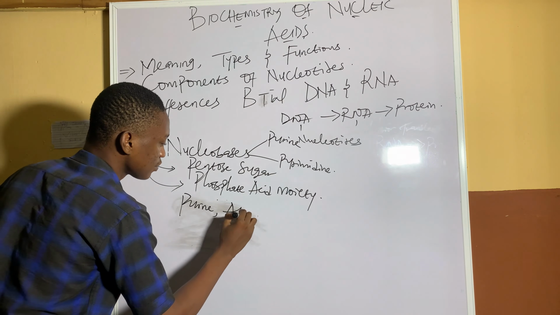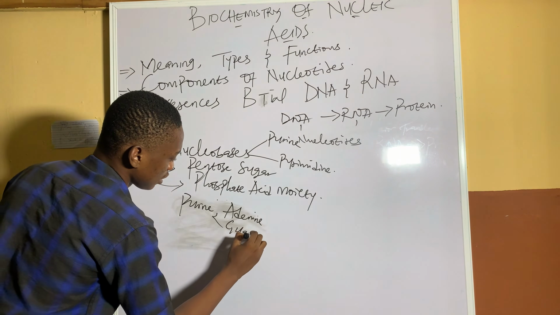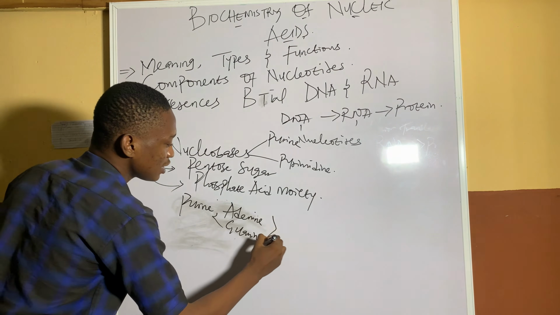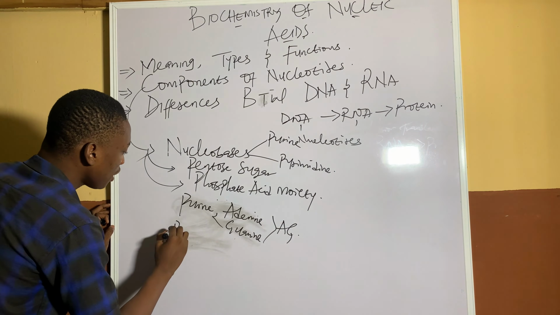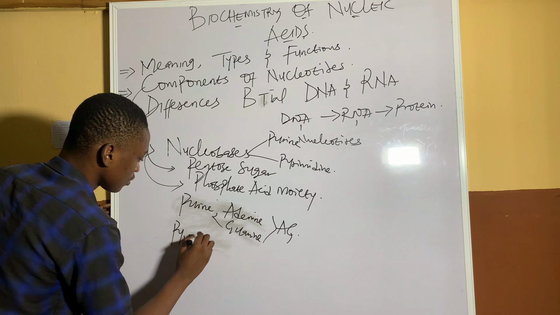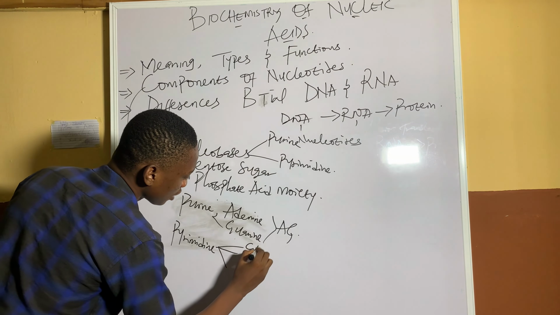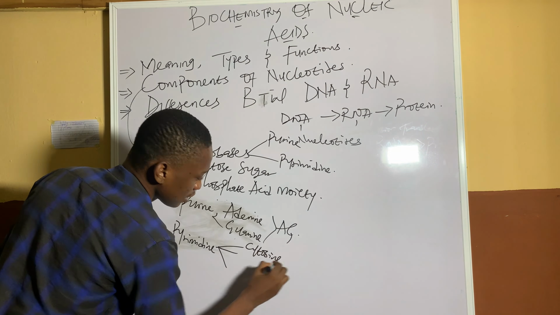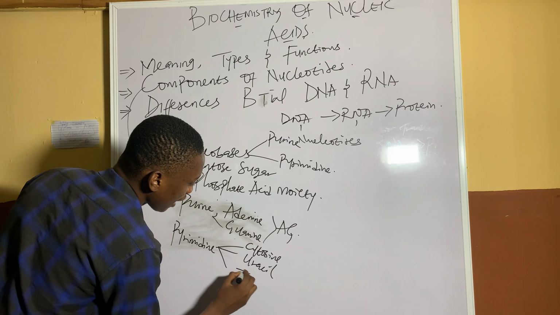For my purine, I have the example here. I have adenine, I have guanine. You can see it as A and G. That's the two purine bases. Now, for my pyrimidine, I have cytosine. Are we there? I have uracil. I have thymine.